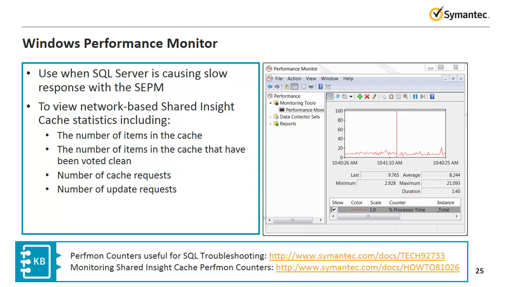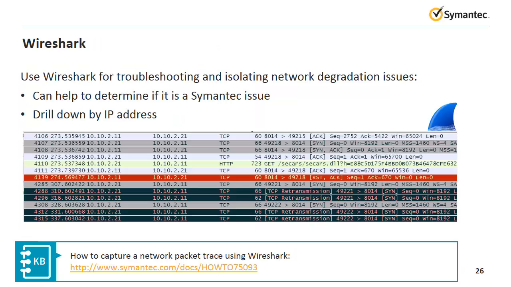It can also be used to view network-based Shared Insight Cache statistics. Wireshark is a useful network troubleshooting tool. It displays information which helps to isolate degradation issues and pinpoints network problems. In the example on the screen, you can see that the client initiated a heartbeat in push mode. You can also see that ADM1 tries to connect to Serve1 several times and fails.